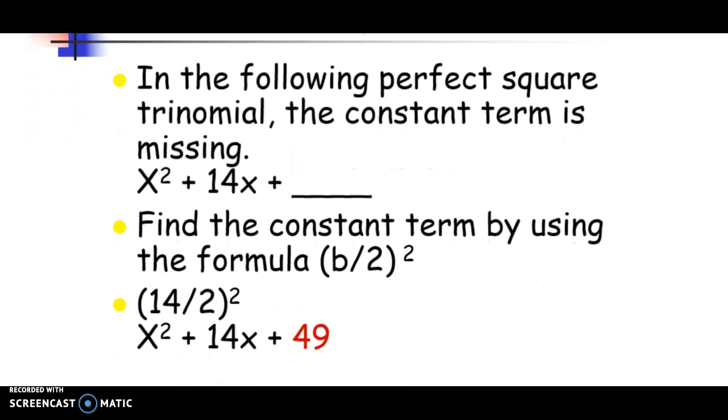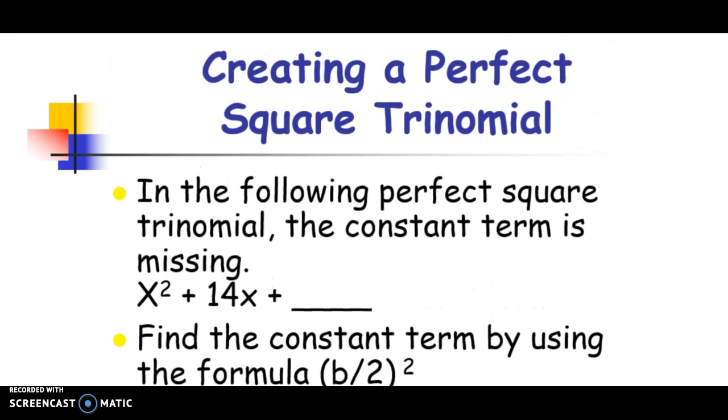There was one kind of like this on your snapshot. It says, what would go in the blank to make this a perfect square trinomial? Cameron? 49. How did you get that? Well, if I know it has to be a perfect square, I just do half of the b, which is 14. So it's half of 14, 7. And then we know that's coming from factors. So 7 times 7 is 49, right?